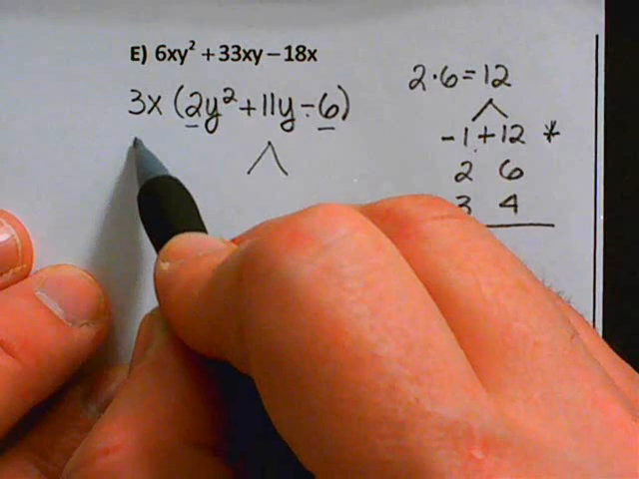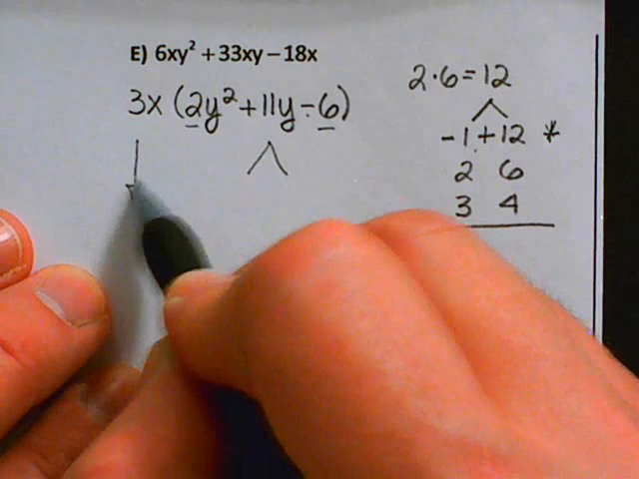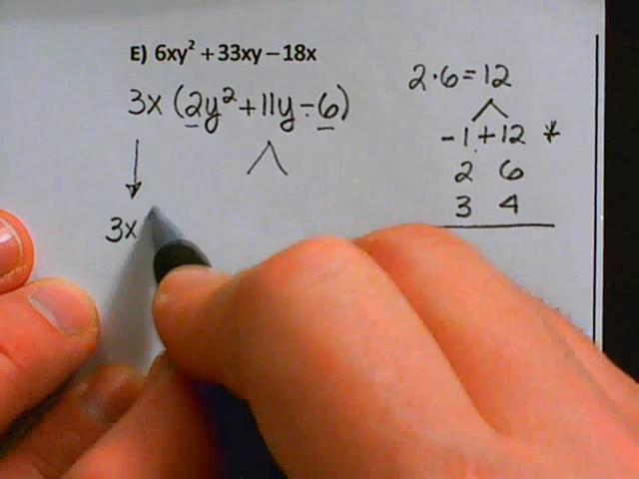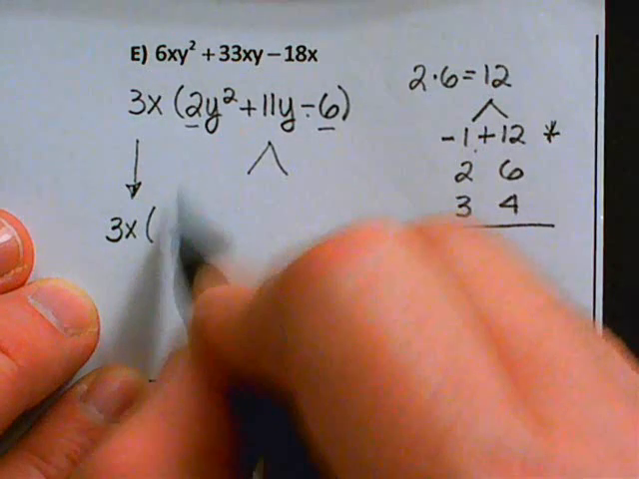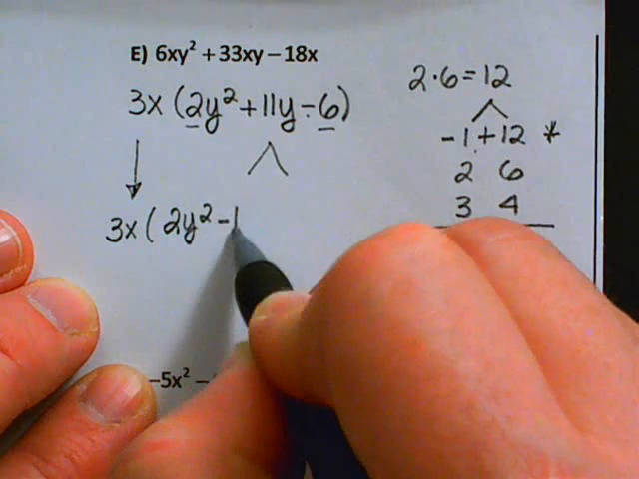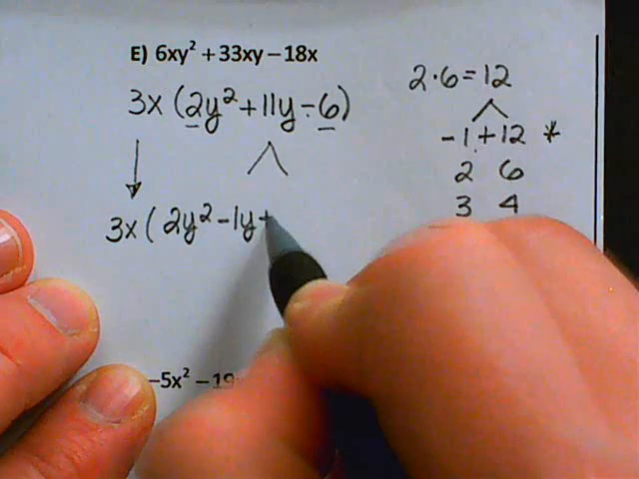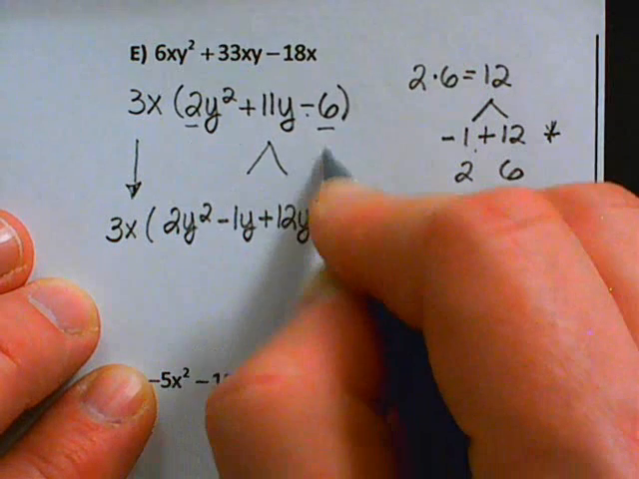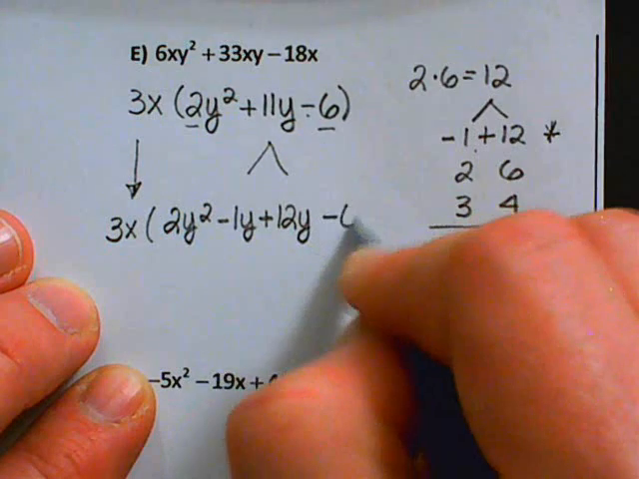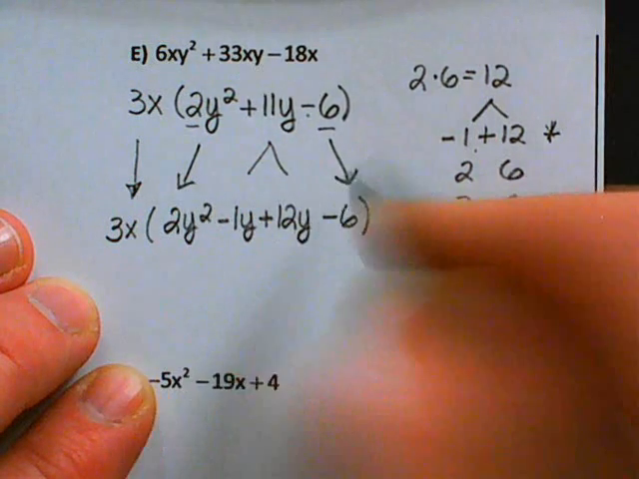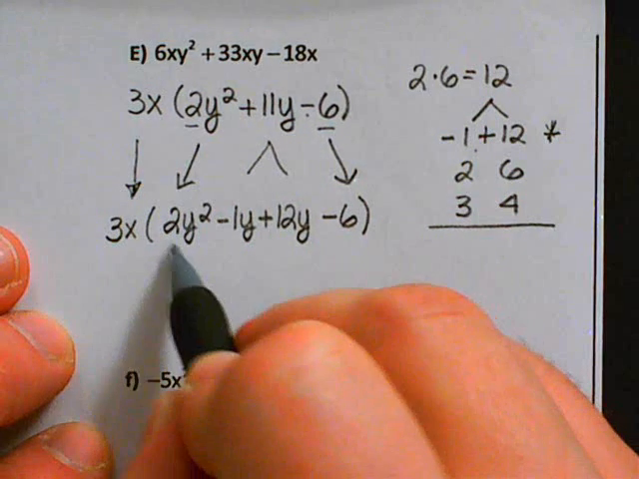Now, you have to be very careful. You need to copy this 3x. Okay? And we're going to copy the first term, so it'll be 2y squared. And it's going to be minus 1y plus 12y. And we're going to copy the last term, which is negative 6. Now we've done that, let's group them.